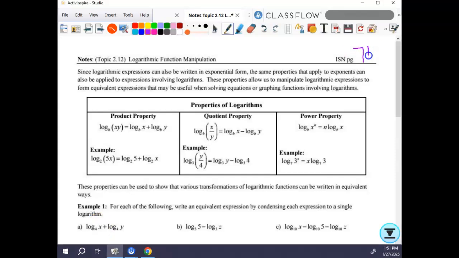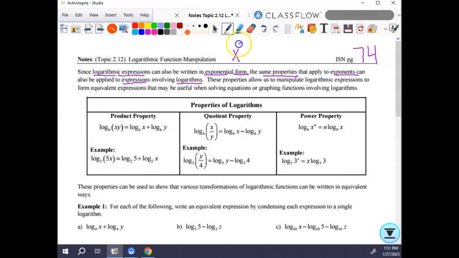All right, let's go to page 74 when we're done. This is logarithmic function manipulation, which should be, for the most part, review from Algebra 2. Since logarithmic expressions can also be written in exponential form, the same properties that apply to exponents can be applied to expressions involving logarithms. So what that kind of means is this.